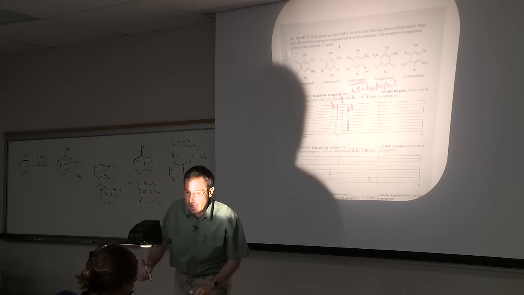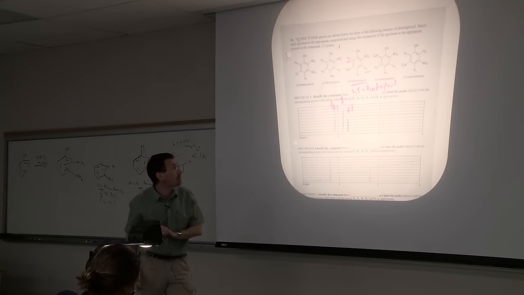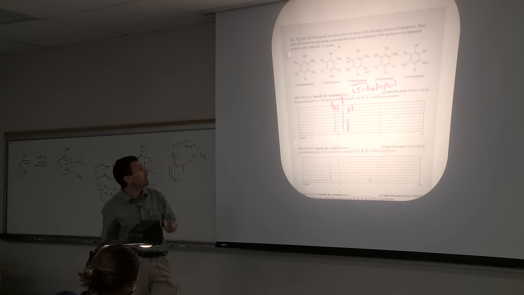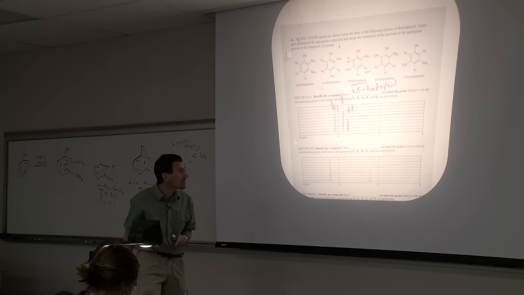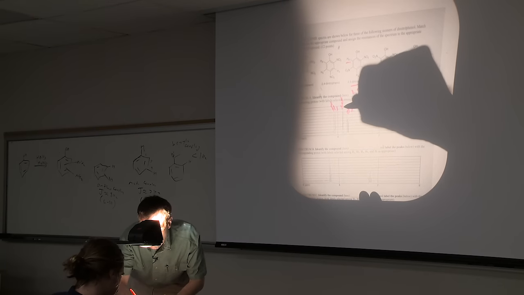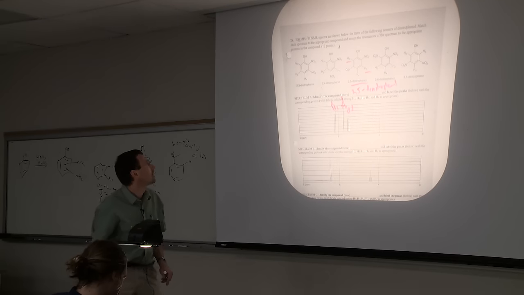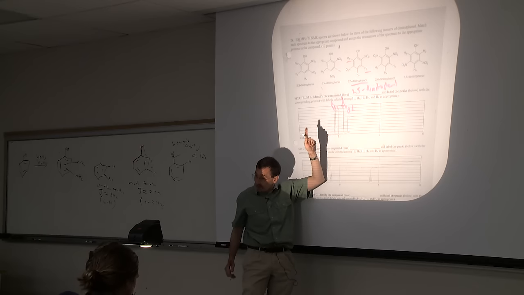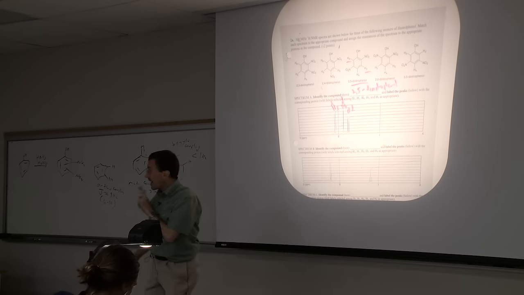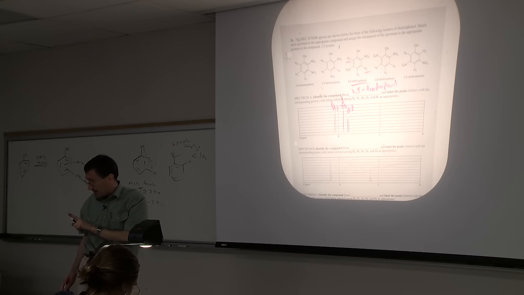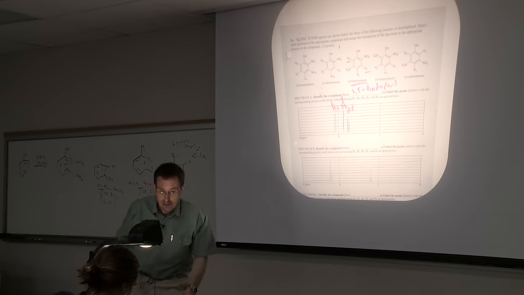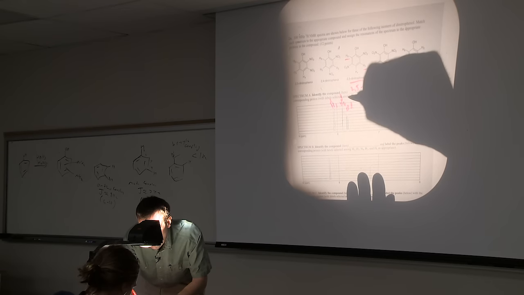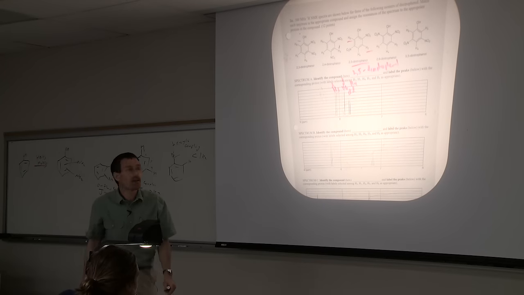H6 is a proton that has one coupling partner, and it's long-range coupling, it's metacoupling. H6 is coupled to H4, but that coupling constant is much smaller. It's just a couple of hertz. And so you see H6 over here. And H4 gets 2 coupling partners. H4 couples to H3 with a big coupling, an orthocoupling, and to H6 with a little coupling. So H4 is this doublet of doublets.